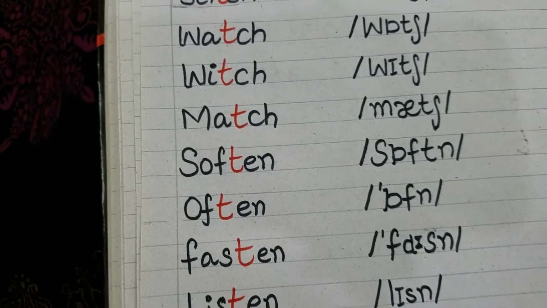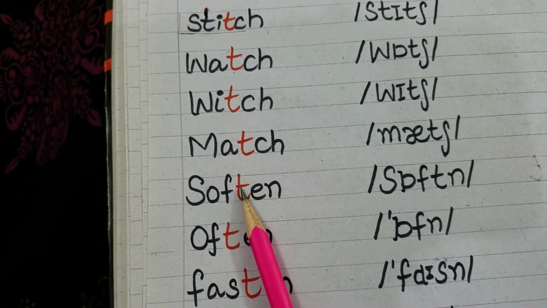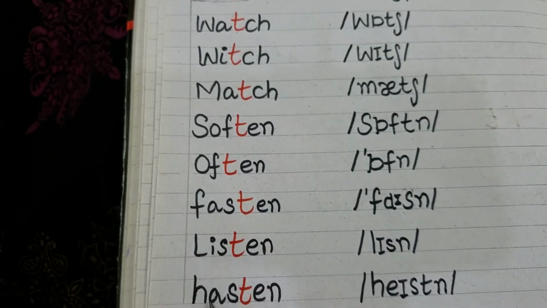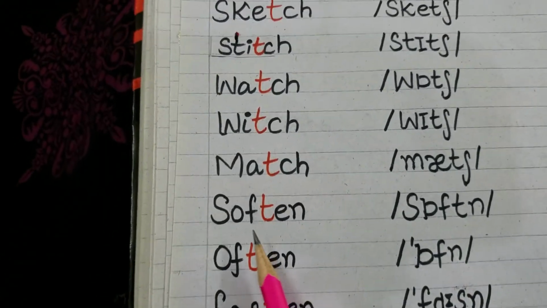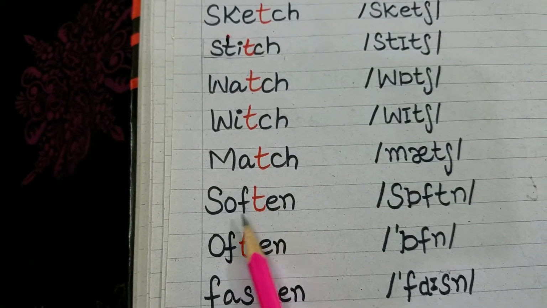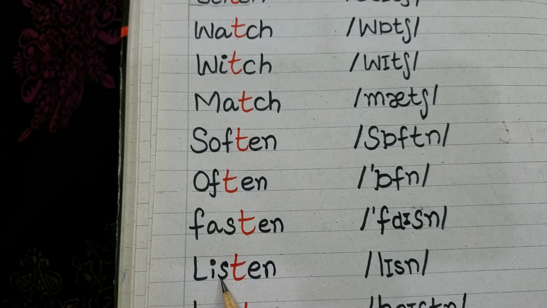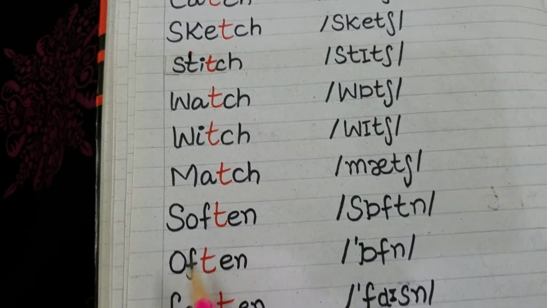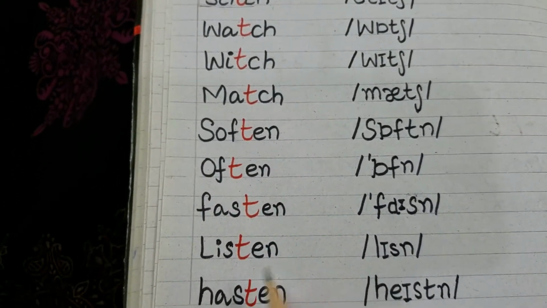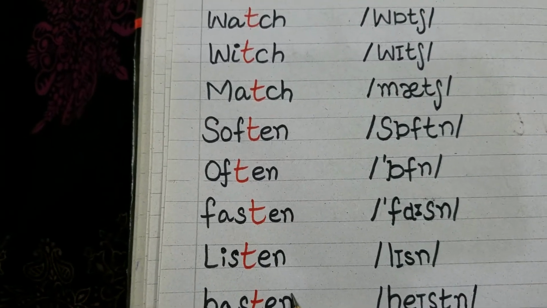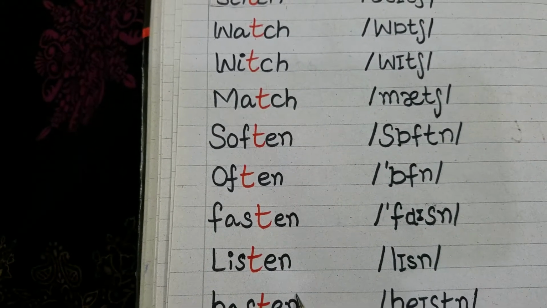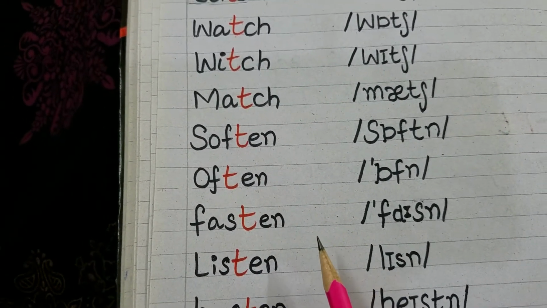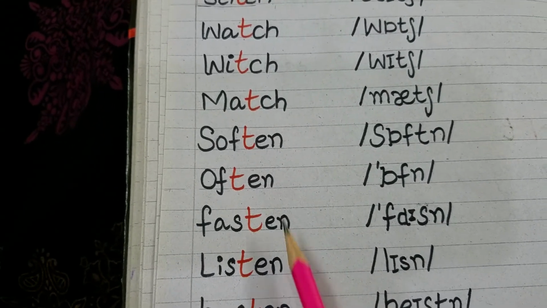Okay, now you cannot hear the T. I do not say it. Soften, often, fasten, listen, hasten. No, you don't ever say the T. T will be silent. And again you see FT and ST and STLE. So even though you see TEN, TLE, you do not pronounce a T in this word.